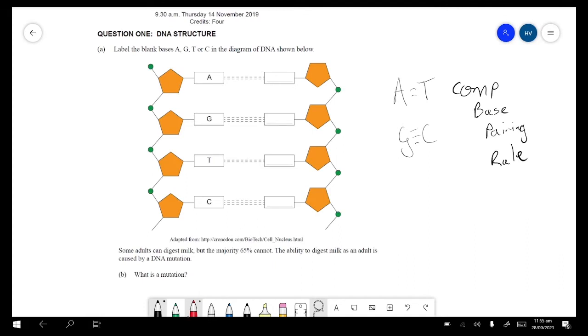Can I ask you to quickly stop the video and then just fill in the blanks for me? So pause the video and then fill in the blanks. Cool, welcome back. Let's check how you did. So obviously A goes to T, G goes to C, T goes to A, and C goes to G. Wow, that was really difficult, wasn't it? I wonder what the model answer says.